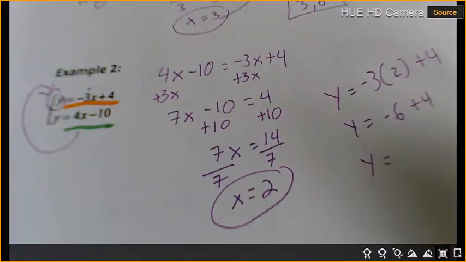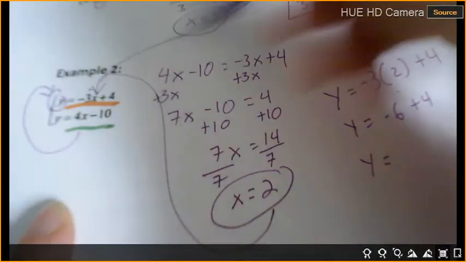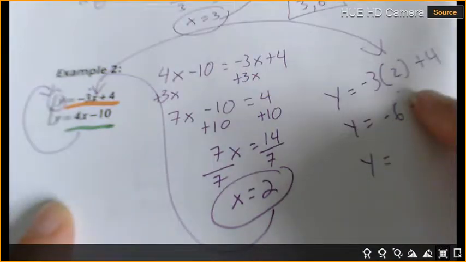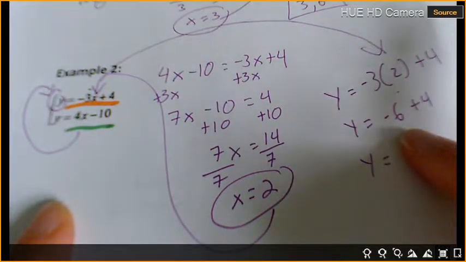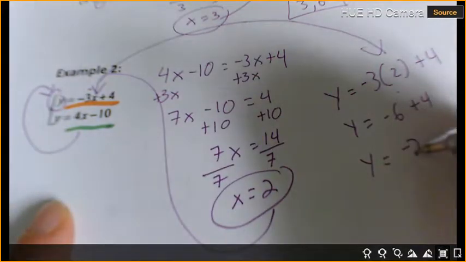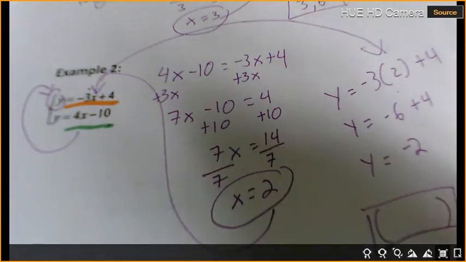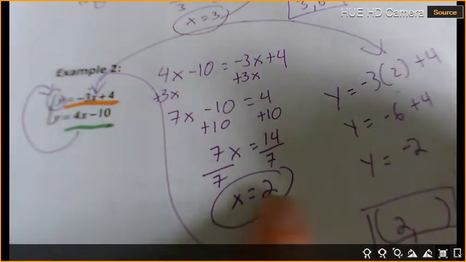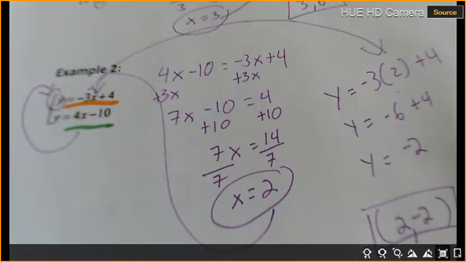I literally took 2 right here and I'm going to plug it right in. So I rewrote it over here. Instead of an x, I've got a 2. Negative 3 times 2 is negative 6. Negative 6 plus 4 is negative 2. And so my point is what? 2, negative 2, because we list the x first. I'm done. How are we feeling?